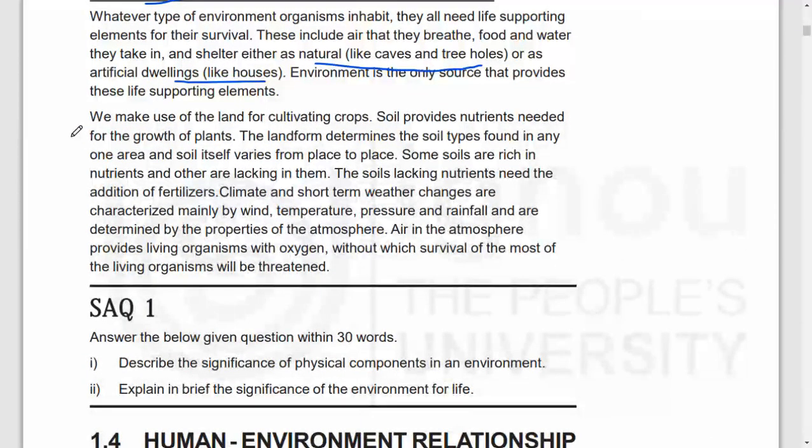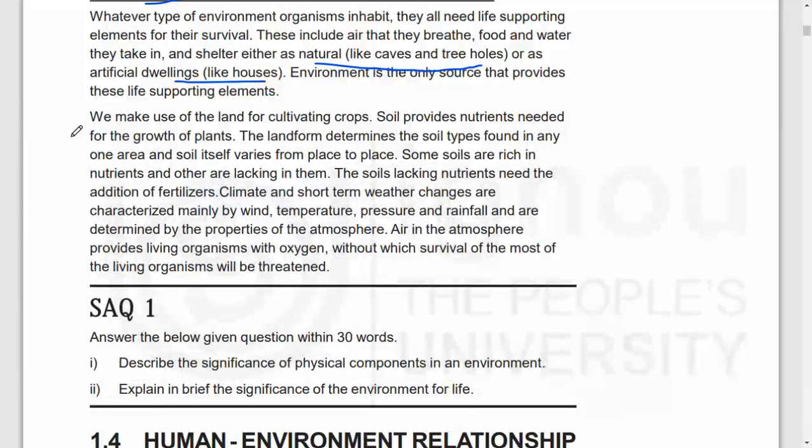We make use of the land for cultivating crops. Soil provides nutrients needed for the growth of plants. The landform determines the soil types found in any one area, and soil itself varies from place to place. Some soils are rich in nutrients and others are lacking in them. The soils lacking nutrients need the addition of fertilizer.